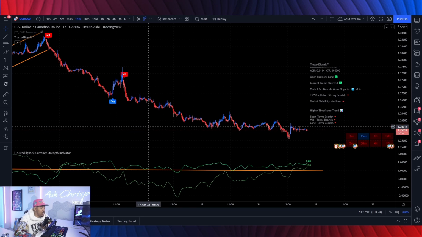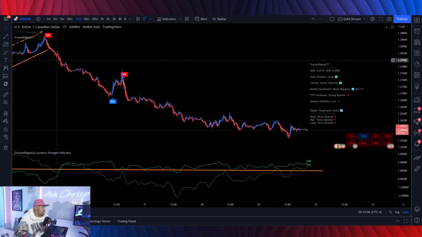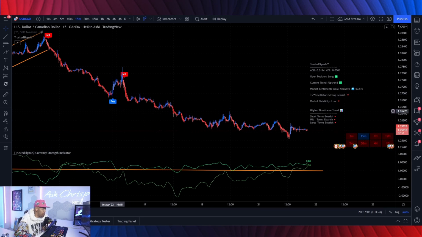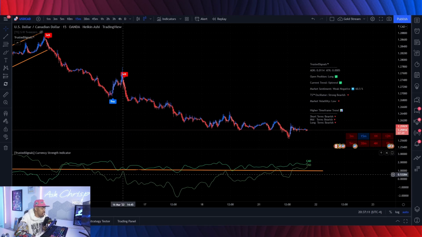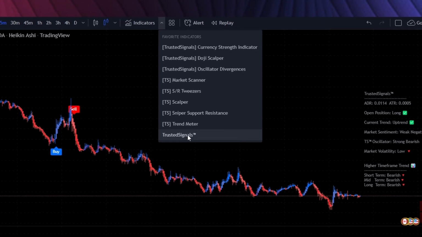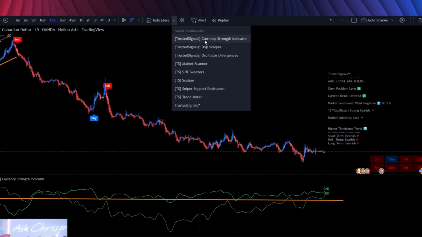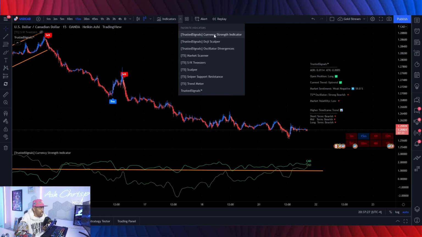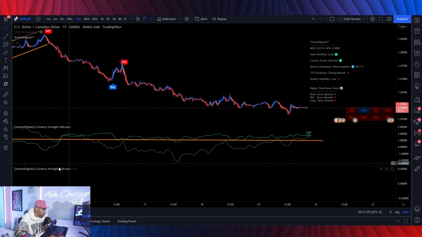So the reason why I'm showing you this specific chart is not because of the actual buy and sell alerts, even though they are amazing, okay? I want to talk about this indicator down below. This is called the currency strength indicator, and once you purchase Trusted Signals, you'll be able to come here and see all of these specific indicators. What you're going to want to do is click currency strength indicator, and at first the indicator will show all of the actual Forex pairs. Okay, so let's wait for this to load.